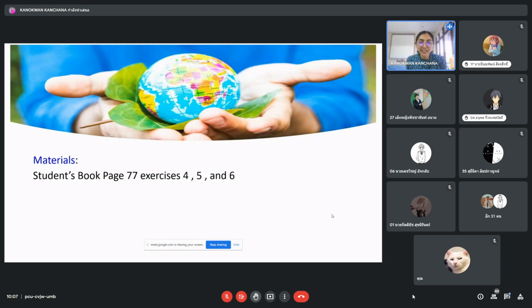To fulfill these three objectives for today's lesson, everyone, I need your help. I need your help because all the things that we're going to work on together today will be from your textbook here. So please, everyone, turn to page 77, and then we're going to look at exercise number 4, number 5, and number 6 on page 77.